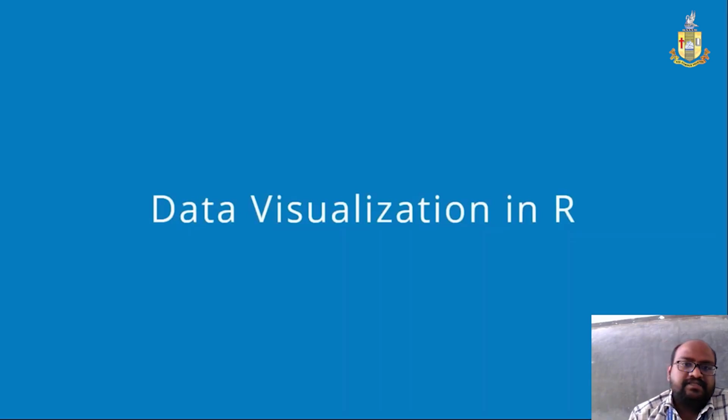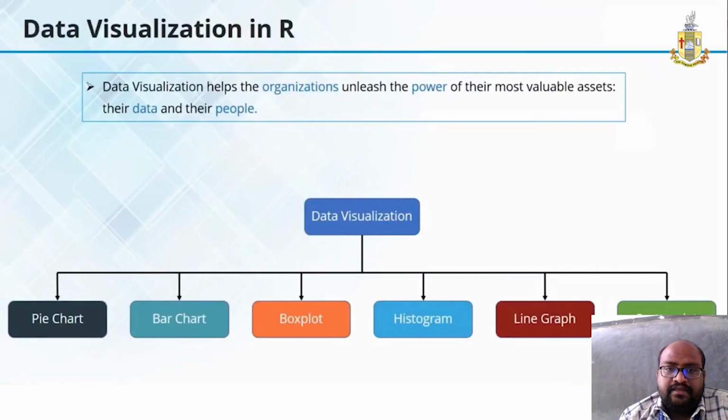So next one is data visualization in R. Different types of data visualizations are there. The first ones are pie chart, bar chart, box plot, histogram, line graph, and scatter plot. These are different types of visualizing data.